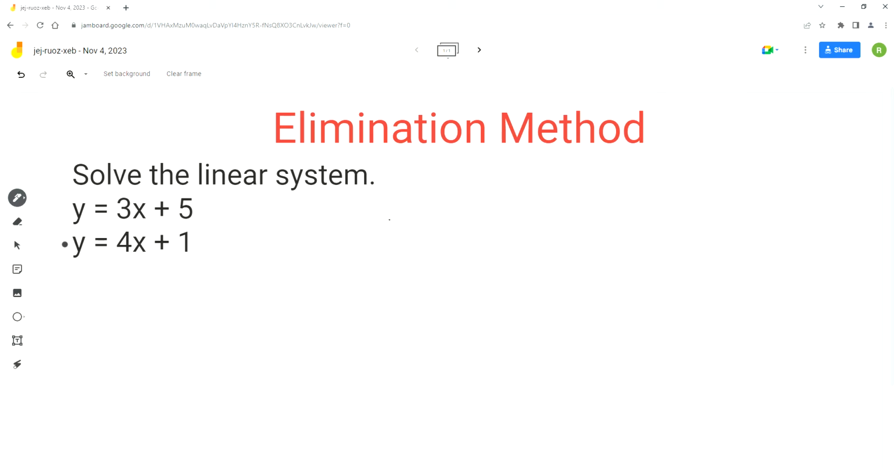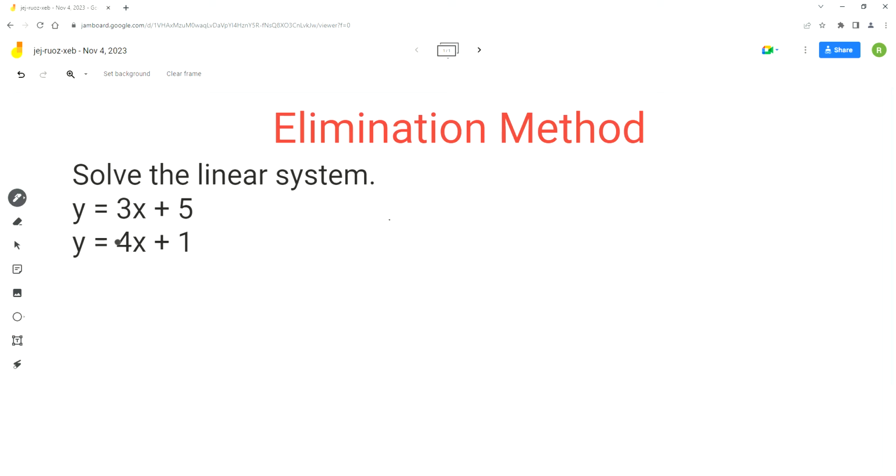In the first equation, the coefficient of y is 1, an invisible 1, and the coefficient of the x term is 3. In the second equation, the coefficient of y is that invisible 1 and the coefficient of the x term is 4. Now if we add these two equations, then y plus y will become 2y and 3 plus 4 will become 7x. So none of these terms will get cancelled out, neither the x terms nor the y terms.